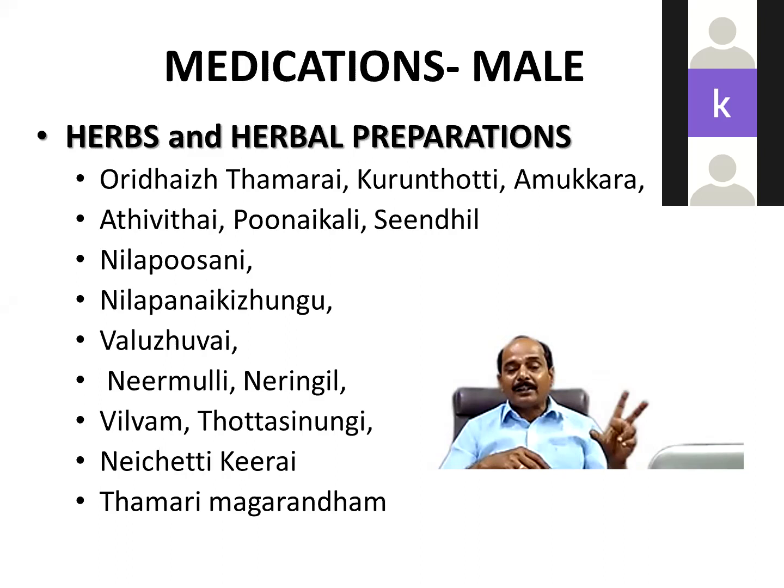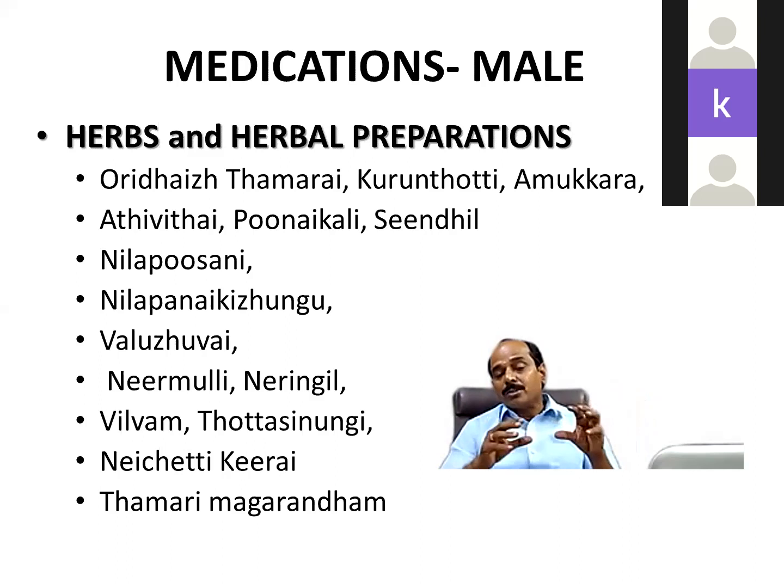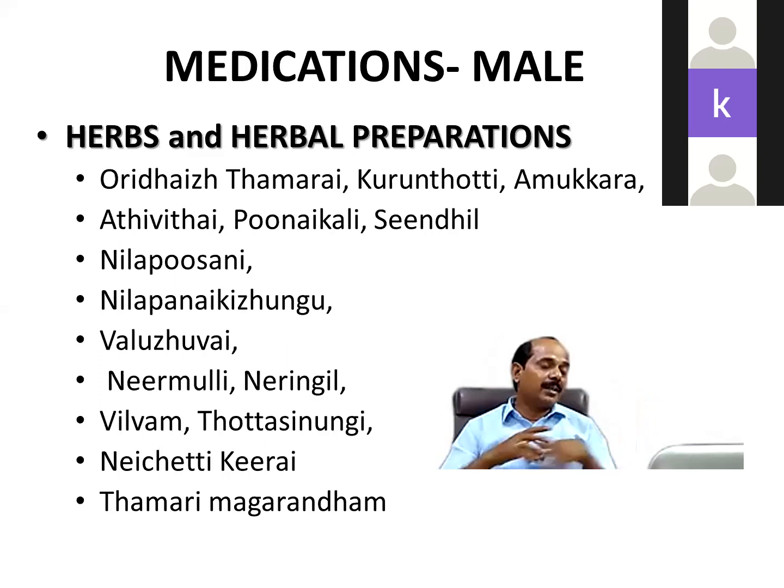Vilvum for diabetes, Vilvum and Sindel for diabetes with oligospermia, Totachuringi for premature ejaculation, Naichetikire, which I am giving for low ovarian reserve, Unavu Karpama in morphological error of the sperms, for which I visited PubMed, and the Vernonia species paper is there. Thamari Magarandam for azoospermia with normal hormonal levels. Next.